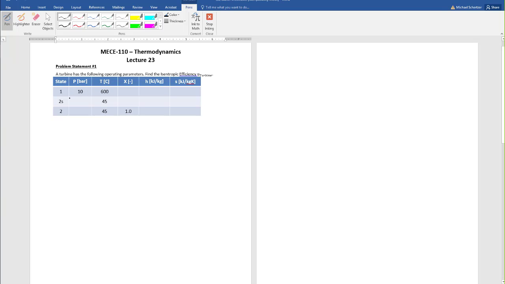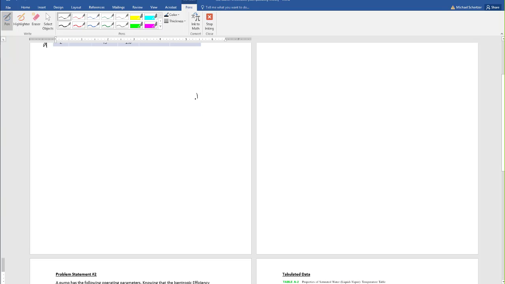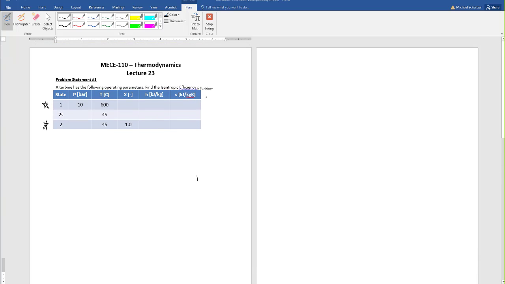And in this problem, you can see here, I've got two independent intensive properties at state 1 and two independent intensive properties at state 2. I only have one property at state 2s, but I know that S2s is going to be S1, right? But I'll just walk you through how to do this problem.